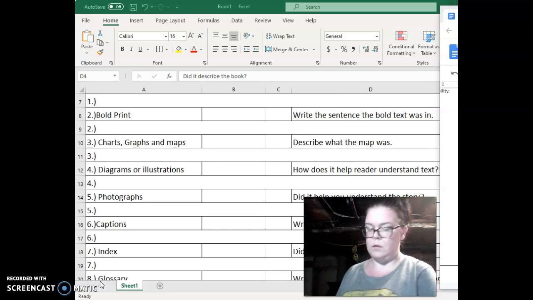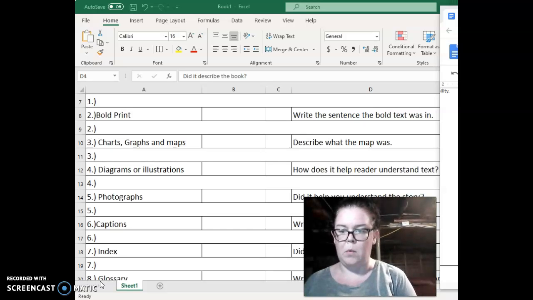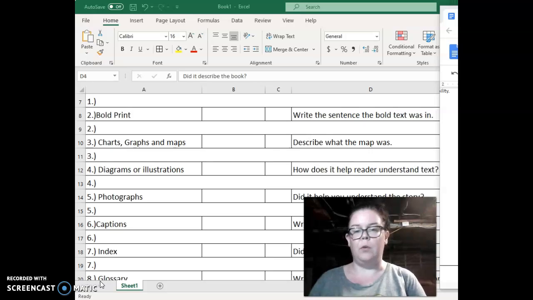All right. So, now that we finished this, is everyone a little bit more comfortable on finding different things in text? Does everyone think they know where the table of contents would be in a book? How about the glossary?